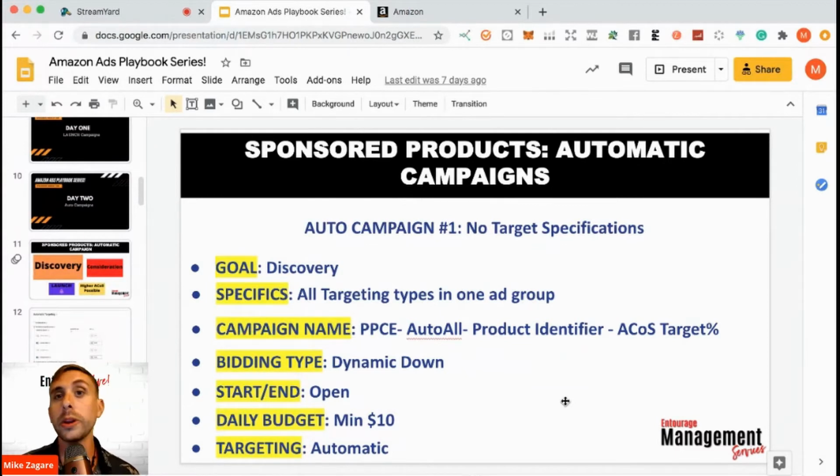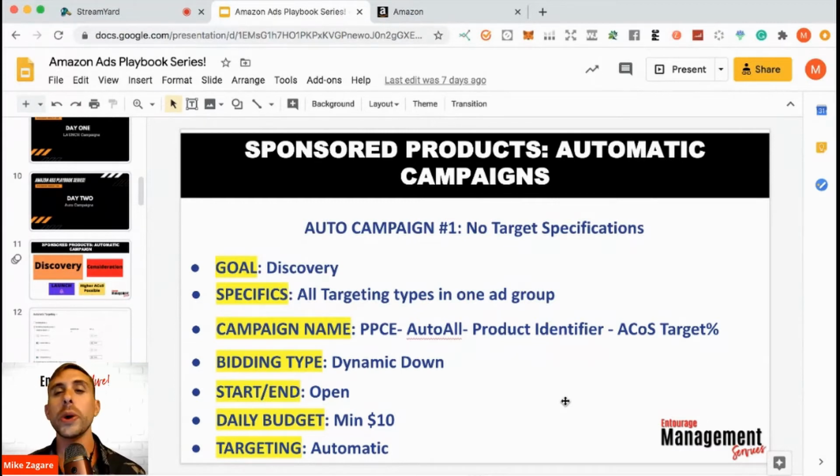The goal here, you want to get that discovery with regards to the search terms that are going to go out there. Amazon's going to display your advertisement for various search terms and various ASINs, and we're going to learn about that information and we're going to harvest that. So these campaigns are golden to feed future campaigns.